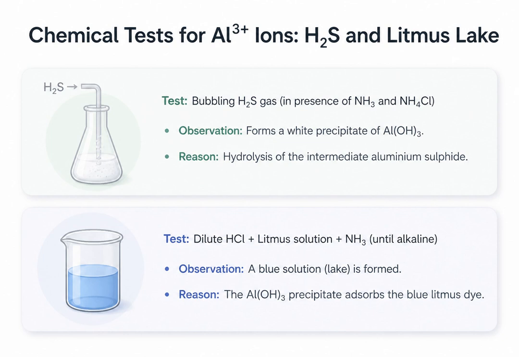Another visually striking test is the litmus lake test. You add dilute hydrochloric acid and a few drops of litmus solution, then add ammonia until the mixture is alkaline. As the aluminum hydroxide precipitates out of the alkaline solution, it physically absorbs the blue litmus dye, creating a suspended blue solid known as a lake.